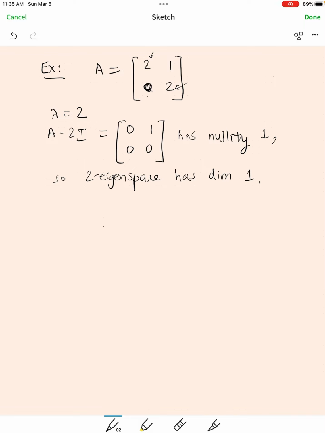It uses some facts that you only have a two-dimensional thing to work with. But basically, if you only have one eigenvalue, right, in general, okay, sorry, I'm getting ahead of myself. So the 2 eigenspace has dimension 1, which is not equal to 2, so A is not diagonalizable.